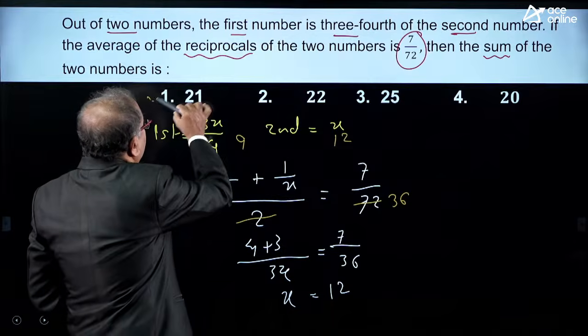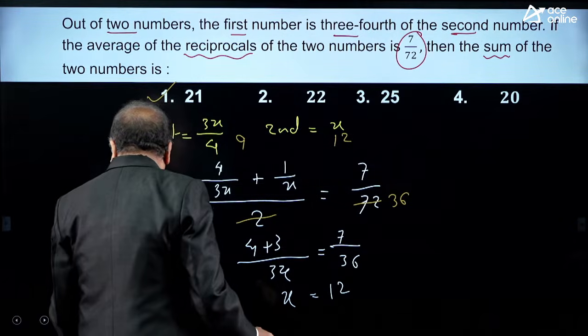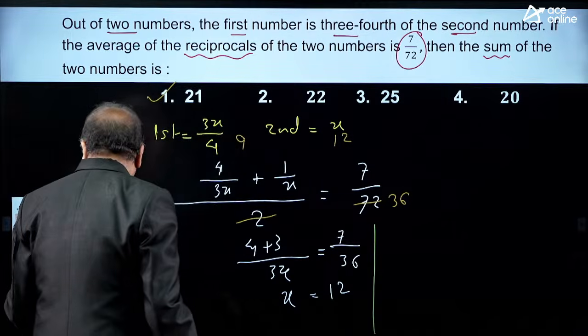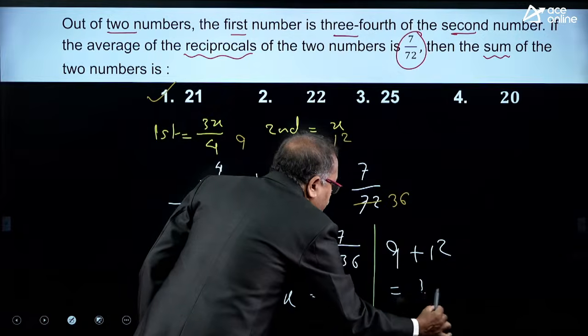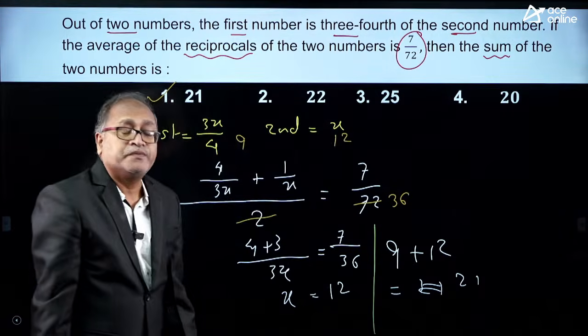So needless to say, option choice 1. I am just writing for the sake of writing. That is 9 plus 12, which is 21. I am sorry, 21 is your answer.